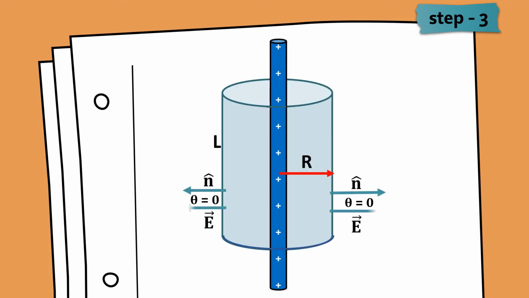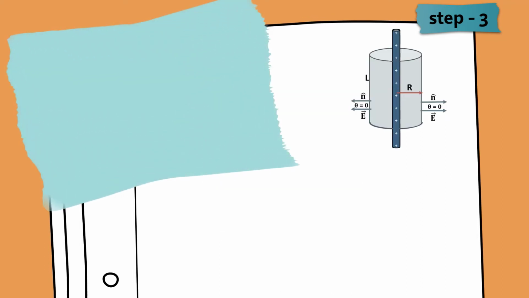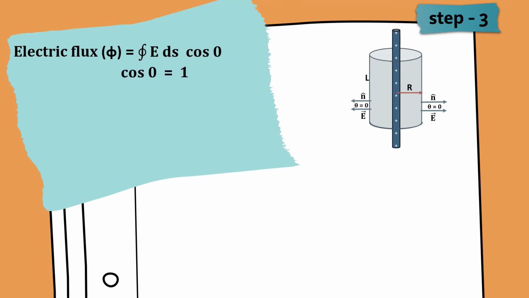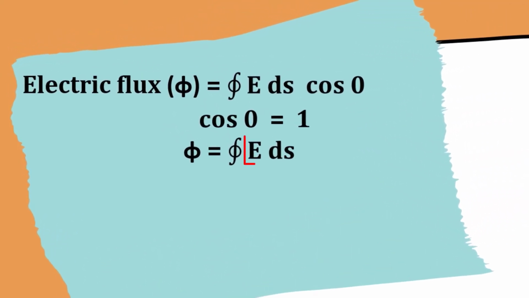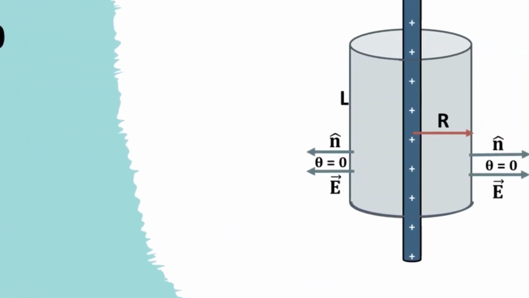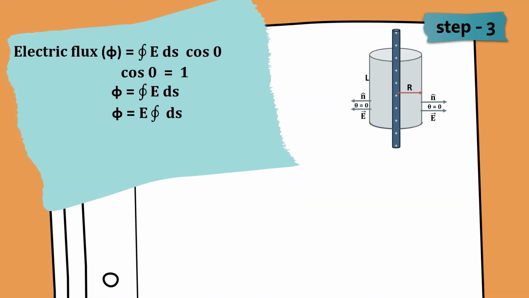For the curved surface of the cylinder, the angle between the electric field and the area vector is 0. Then the total electric flux phi equals integral E ds cos 0. Since cos 0 equals 1, the electric flux on the curved surface is phi equals integral E ds. Since the electric field is uniform on the Gaussian surface, E can be taken out of the integral. Therefore, the electric flux equals E into integral ds. Integral ds is nothing but the curved surface area of the cylinder, which is 2 pi rl.